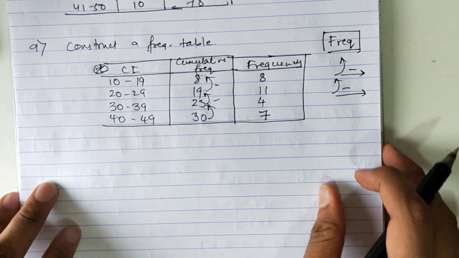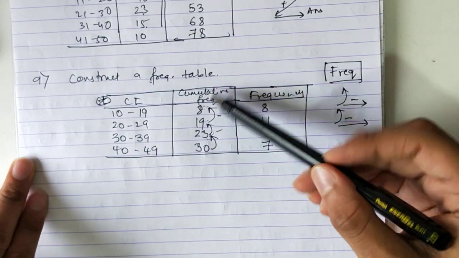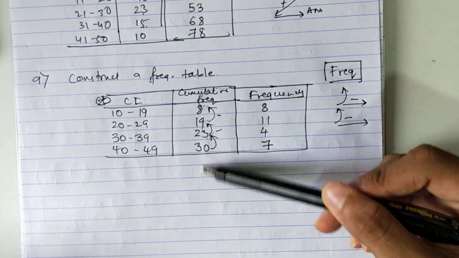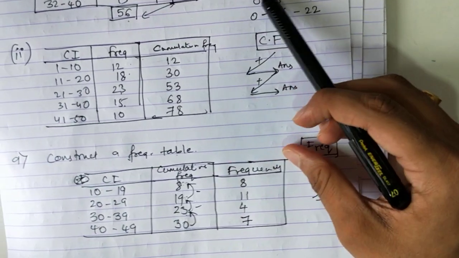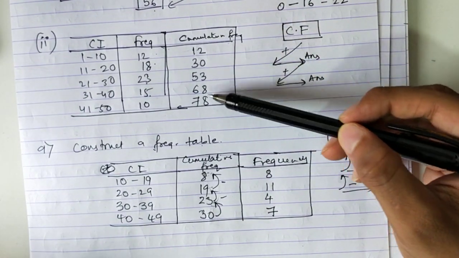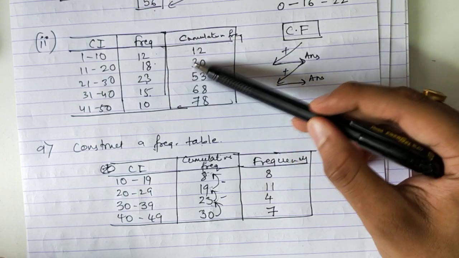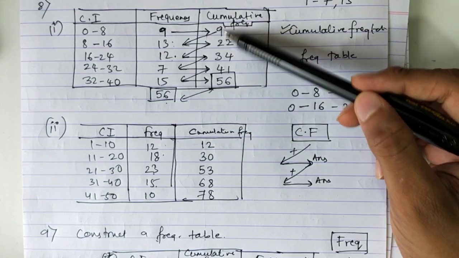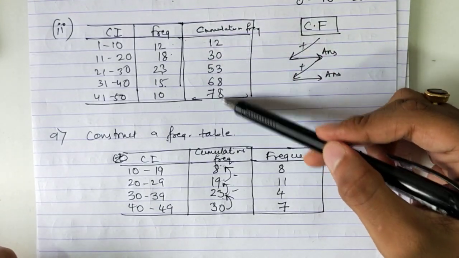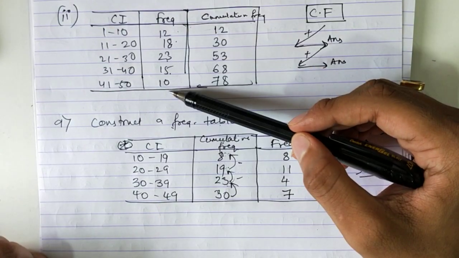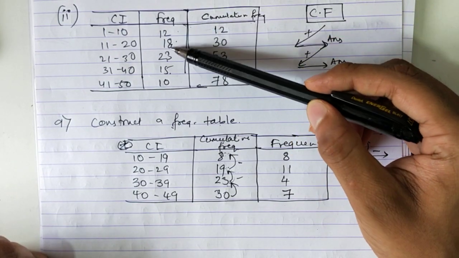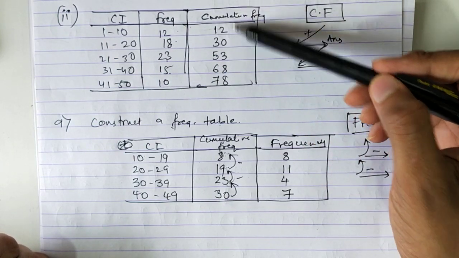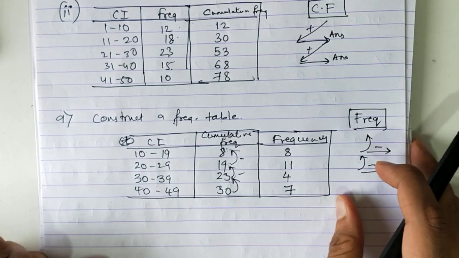Now you have to notice one thing here, that cumulative frequencies are always increasing in nature. See, 8, 19, 23, 30, they always increase. See here, cumulative frequency again, 12, 30, 53, 68, 78. Because you are adding the next value, so definitely they will increase. Here also 9, 22, 34, 41, 56. Okay, so they are increasing. You must remember that cumulative frequency always increases. Frequency doesn't follow any pattern. It is increasing, then decreasing, it can do anything because these frequencies are random values. But cumulative frequencies are always increasing. So this one thing you should keep in mind.